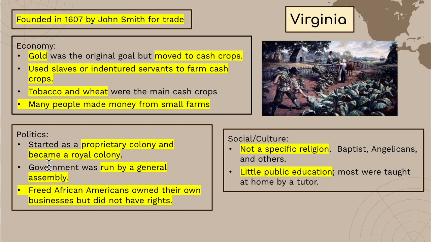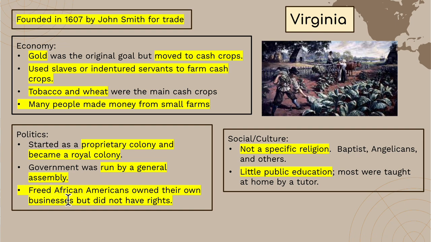Then, politics-wise, this started off as a proprietary colony, which was one of our vocab words. Proprietor or proprietary meaning ownership. So it started off being owned by the Virginia Company, but eventually, when the Native Americans and the colonists start to not get along, it's going to turn into a royal colony. The government was run by a small group called a General Assembly, which just means people who are making those decisions.